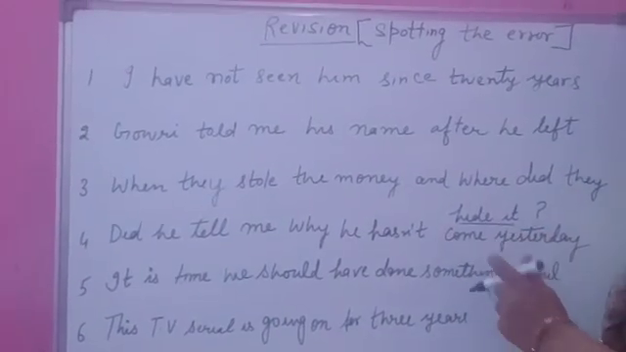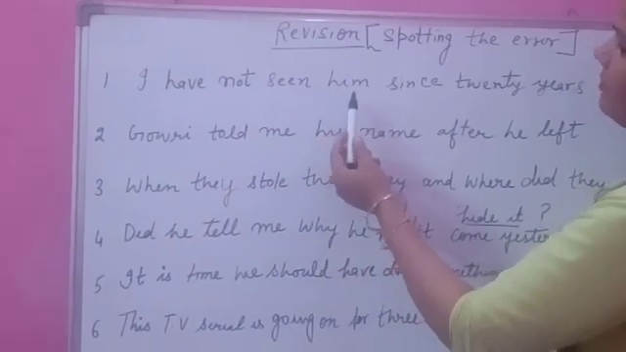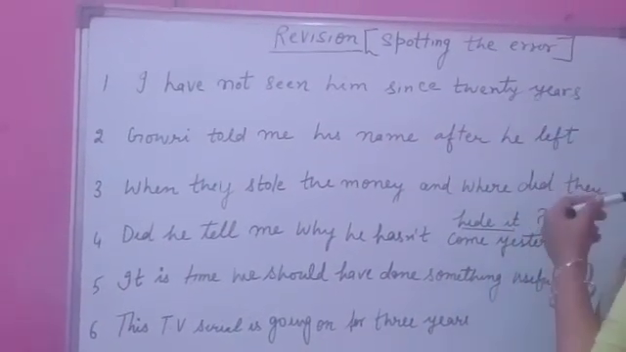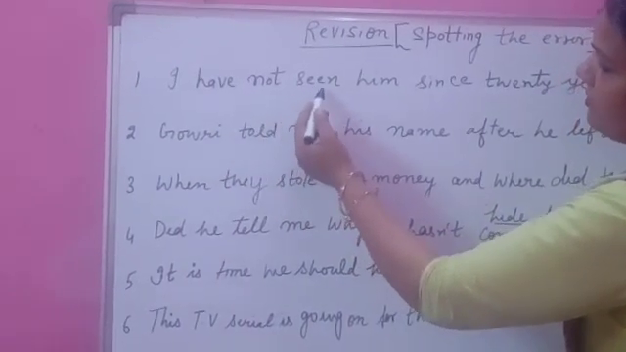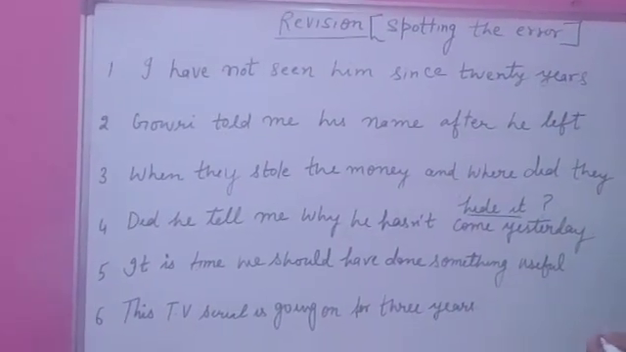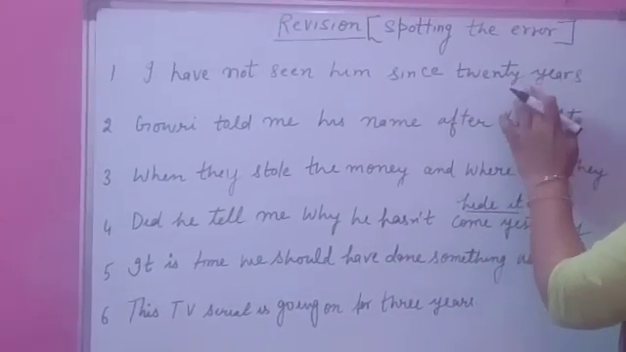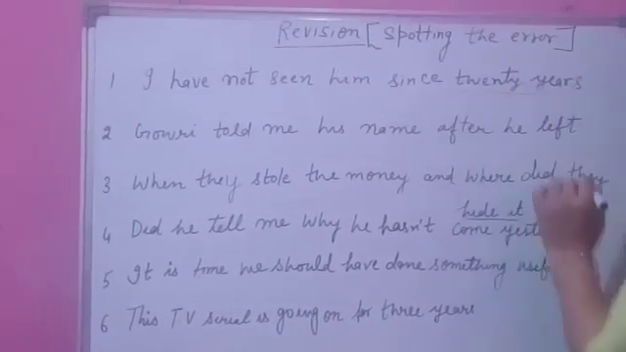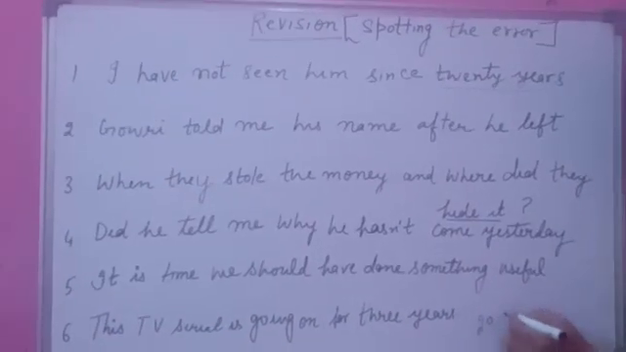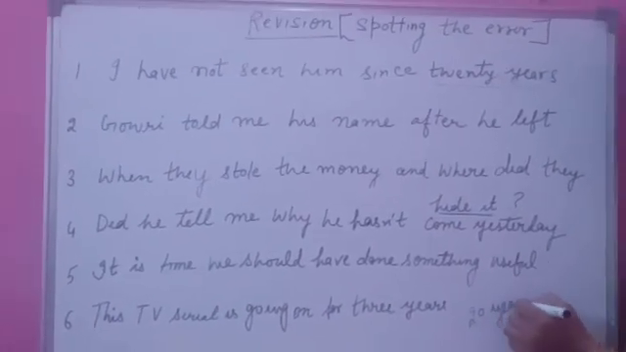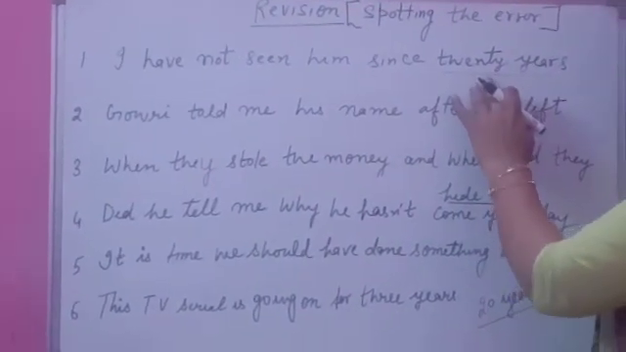Clear? Let's start. In the first sentence, "I have not seen him since 20 years." You can see "I have not seen": the sentence is in present perfect tense. Clear? "Since 20 years": after that you can see a period of time is given, 20 years.